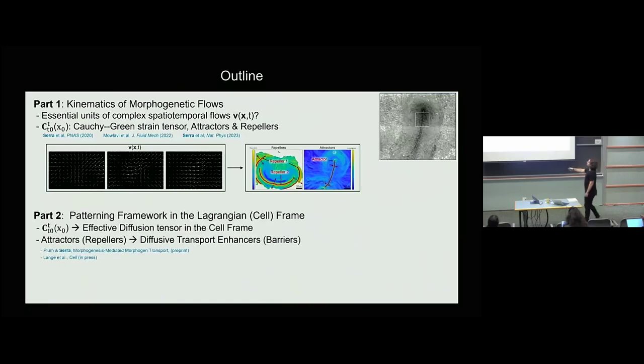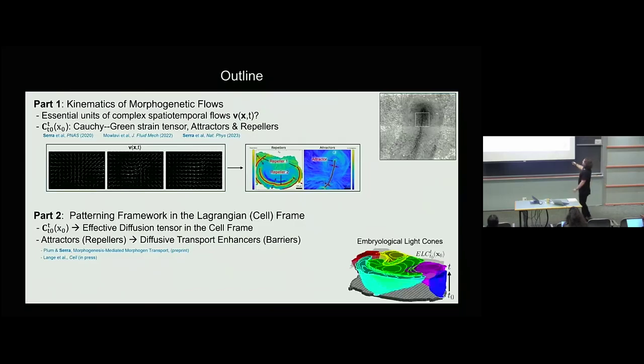And in the second part, we'll rewrite the advection reaction diffusion equation in Lagrangian coordinates, which is the coordinate that moves with the cell. And we will see that the Cauchy-Green tensor that we used here pops up naturally as the effective diffusivity in the cell frame. So we're going to discover that, and also a very natural connection that connects attractors and repellers in position with barriers and enhancers of diffusive transport.